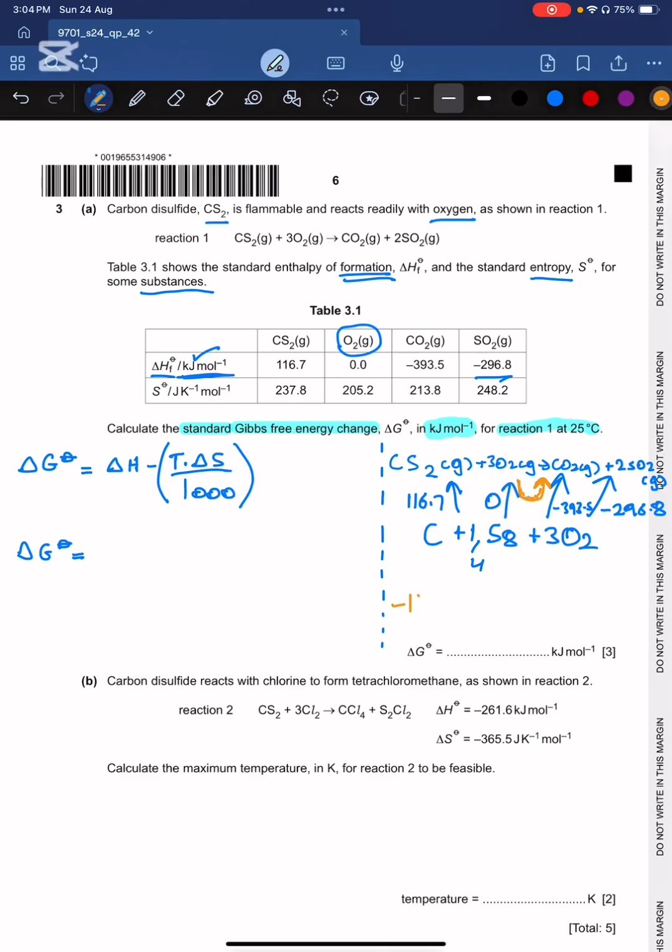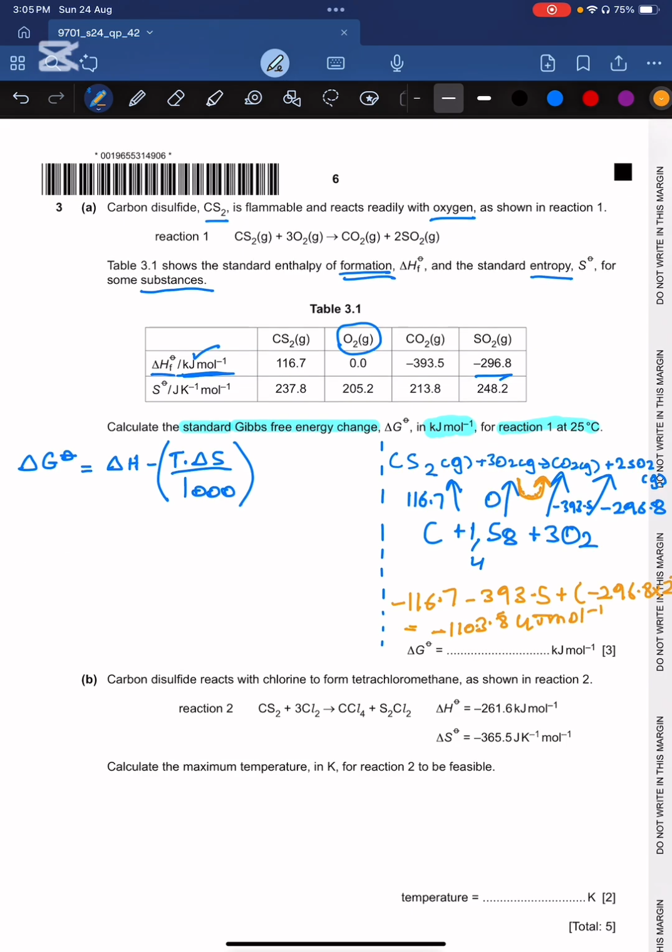So this becomes minus 116.7 minus 393.5. This is not the minus which I have added, it's already present. And now because this is 2 moles of sulfur dioxide, I multiply minus 296.8 by 2, which gives me the answer of minus 1103.8 kilojoule per mole.